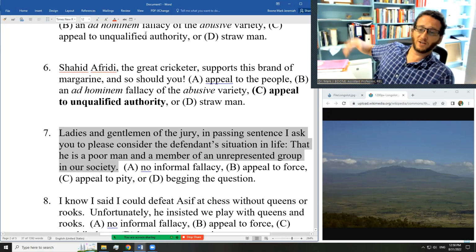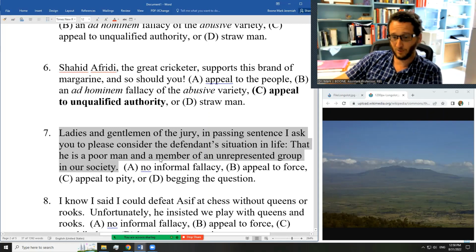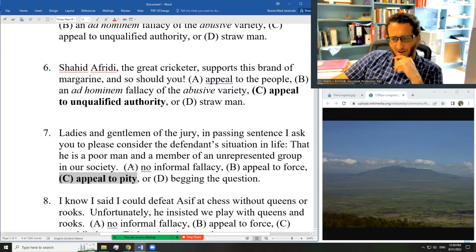There was an argument. Ladies and gentlemen of the jury, in passing sentence, I ask you to please consider the defendant's situation in life, that he's a poor man and a member of an unrepresented group in society. This would appear to be an appeal to pity. Now, without having some more circumstances available, I think that's our only answer, namely that appeal to pity is the best answer. Depending on the details of the case, with some more context, I can imagine thinking maybe this is not an informal fallacy.